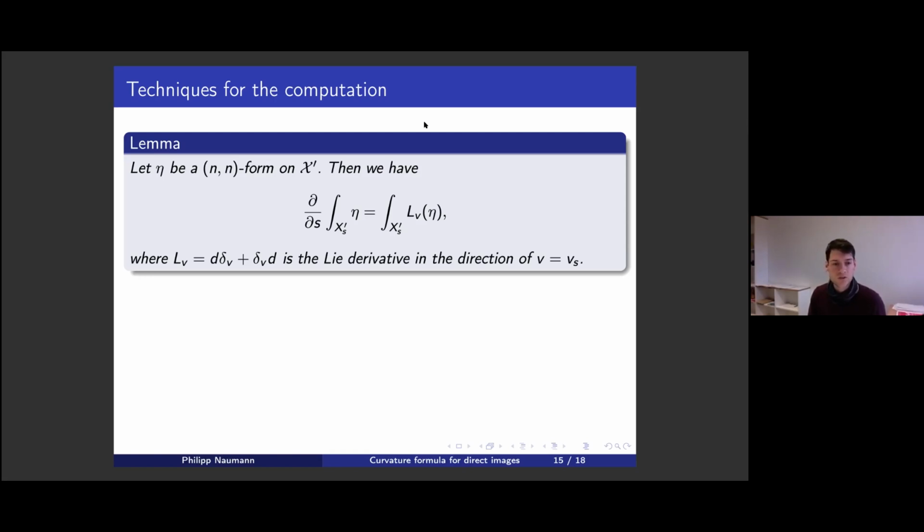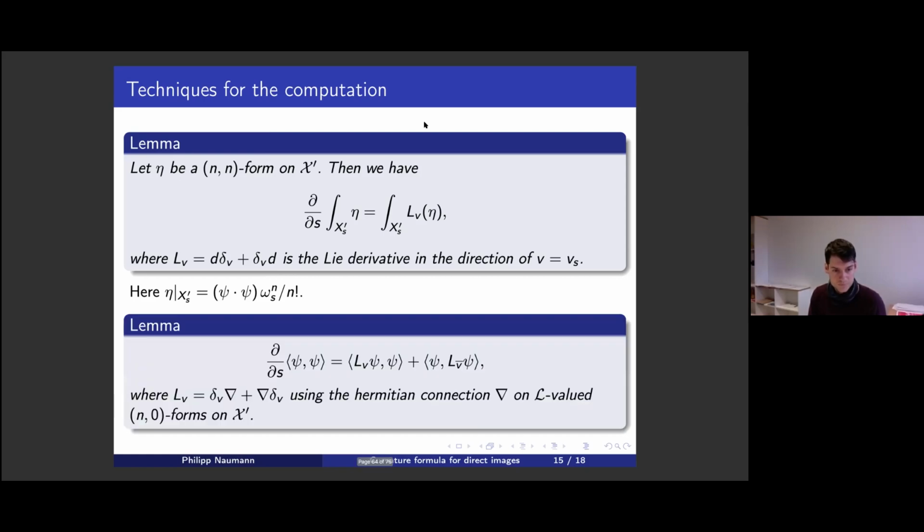Okay, this lemma is valid for an arbitrary lift of the vector field. But the next one, what in the first lemma is this abstract eta, is in our case for the L2 metric the inner product of two sections, or the L2 norm of just one section psi. To make it split off, you need here that it's a horizontal lift.